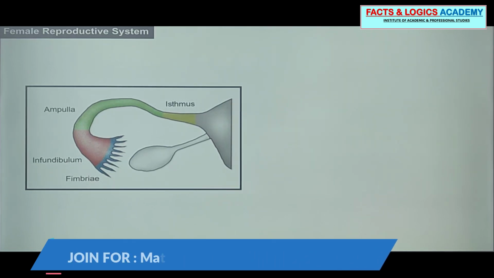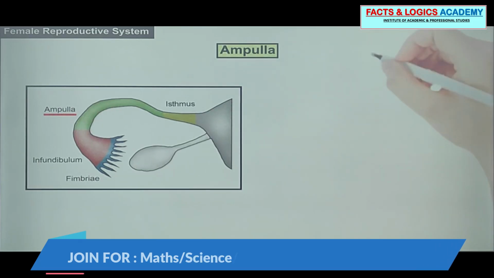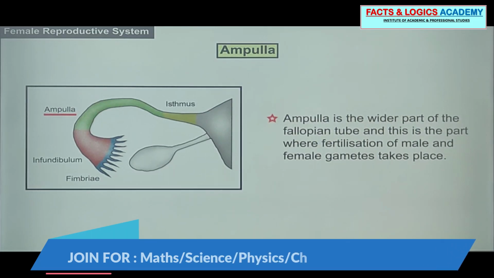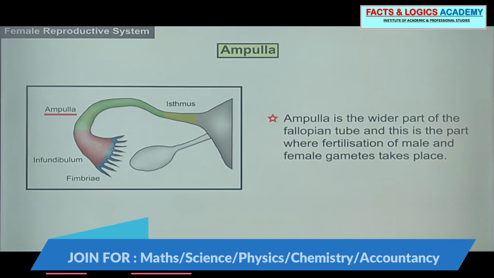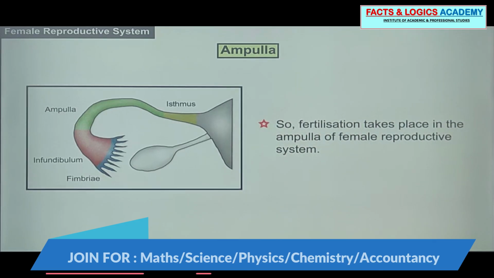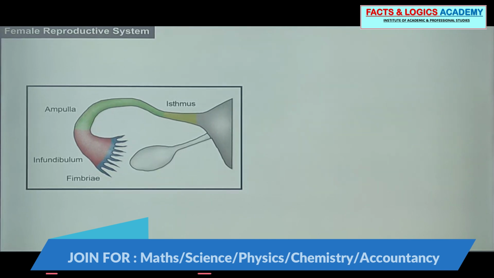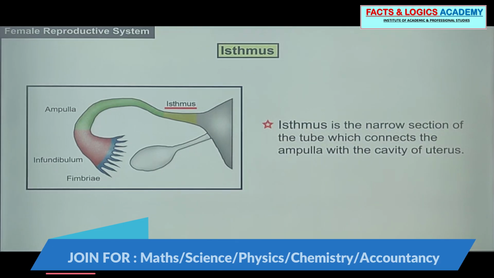The second part of the fallopian tube is the ampulla. Ampulla is the wider part of the fallopian tube, and this is the part where fertilization of the male and female gametes takes place. Students, now you must have understood that fertilization, which is the second step of reproduction after gametogenesis, takes place in the ampulla of the female reproductive system. And now let us move on to the last part of the fallopian tube, that is isthmus. It is the narrow section of the tube which connects the ampulla with the cavity of the uterus.